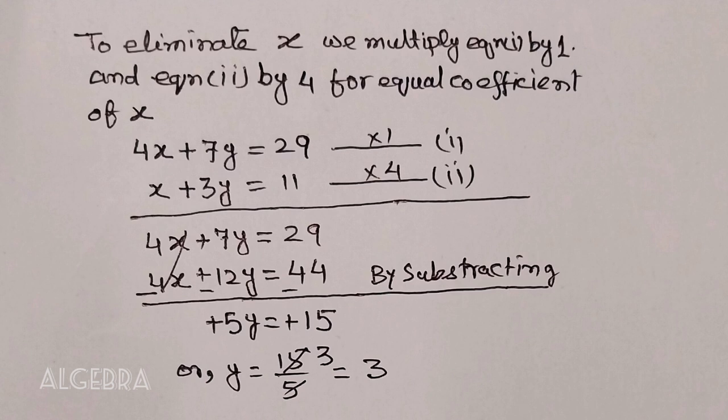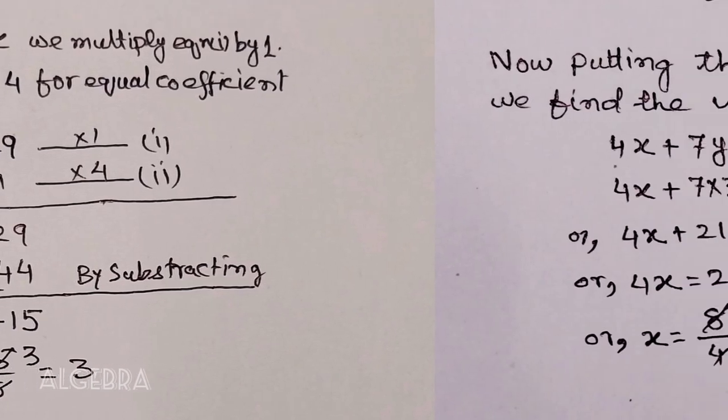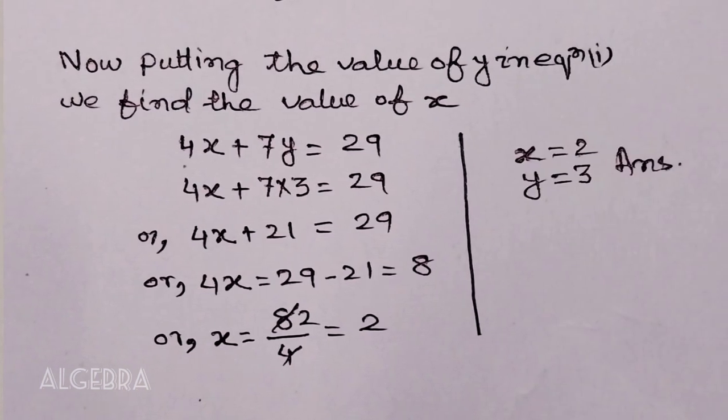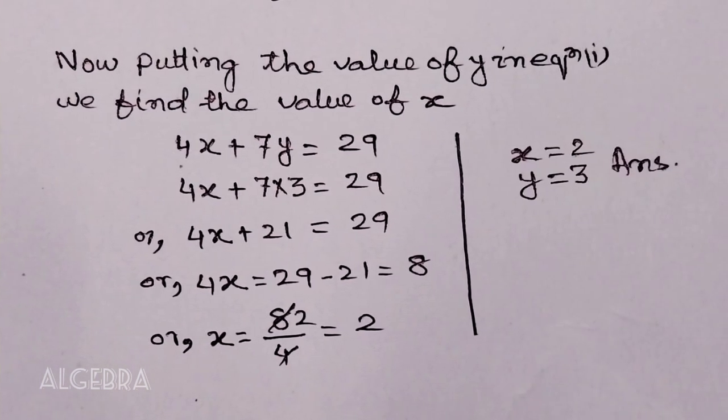By subtracting, cut 4x to 4x, and minus 5y is equal to minus 15. Minus, minus cancels, or y is equal to 15 by 5, cut 15 by 5, 3. Now putting the value of y in equation 1, we find the value of x. 4x plus 7y is equal to 29. 4x plus 7 into 3 is equal to 29.